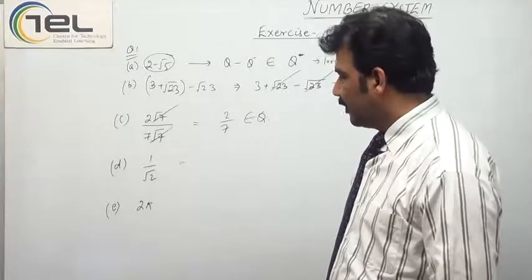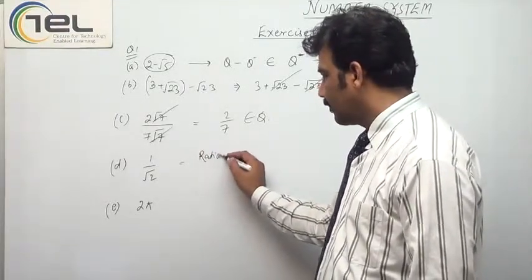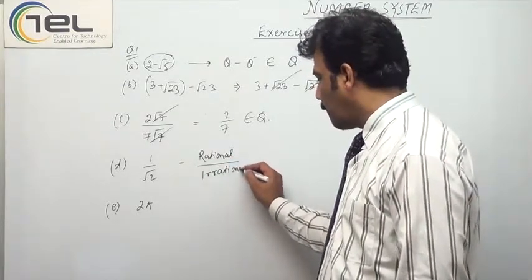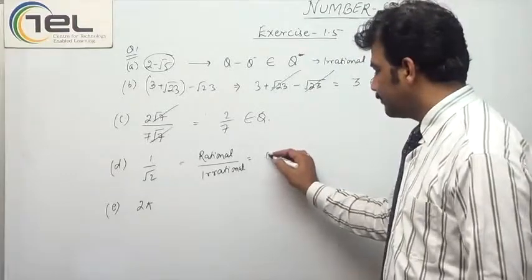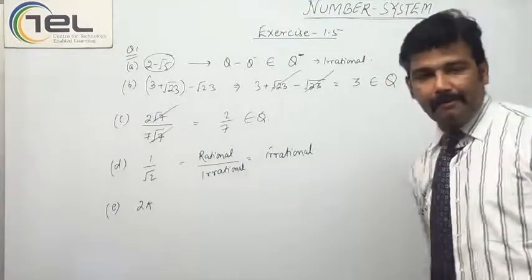This number we can say 1 is a rational divided by an irrational will result in an irrational. So it is an irrational number.